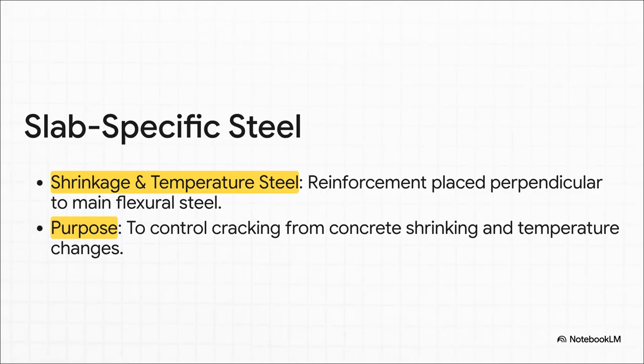Now, here's one place where slabs are different from beams. Because slabs have such a huge surface area, they're really prone to cracking as the concrete cures and shrinks, or as the temperature changes. So the code makes us add another layer of steel perpendicular to the main reinforcement. This steel isn't there to carry the primary floor loads. Its only job is to control those temperature and shrinkage cracks.